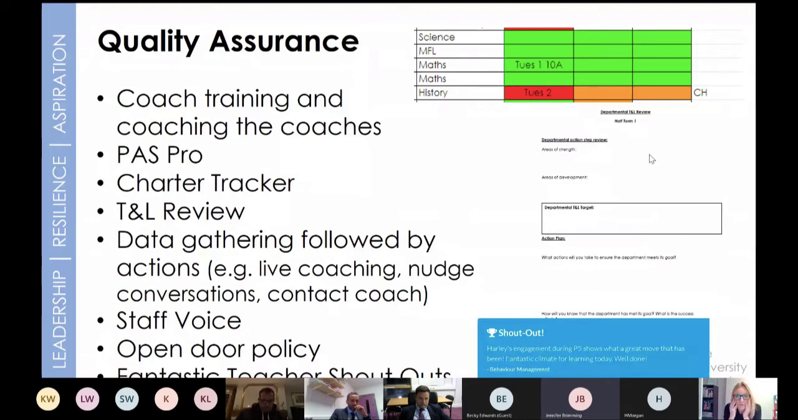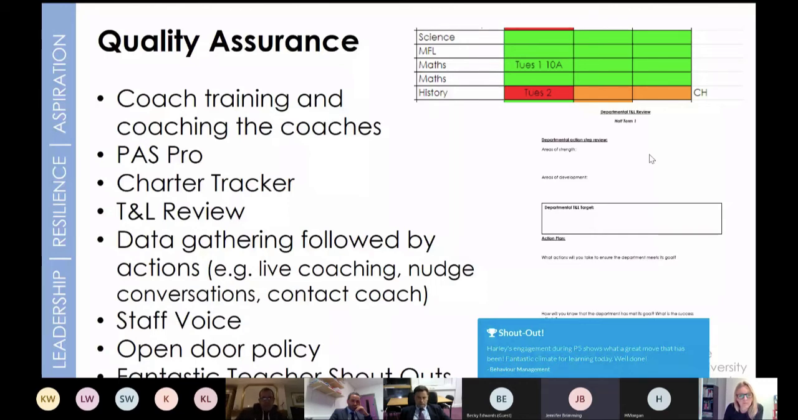We track elements of the charter, so myself and my team of lead practitioners will have a look at an element of the charter. Last week we were looking at threshold, and we will just go and have a look around the school, red, amber, green it, and any areas of red we will offer support to those teachers. Sometimes it's just a conversation. They're like, yeah, because I'm really struggling to get from this classroom to this classroom. Okay, what can we do about that? And then we can solve those problems.